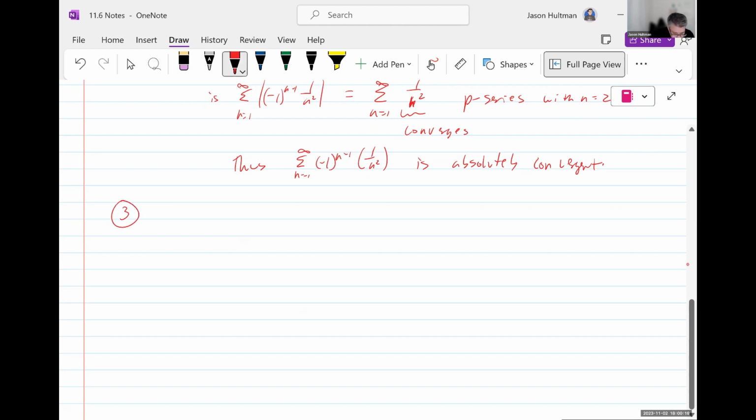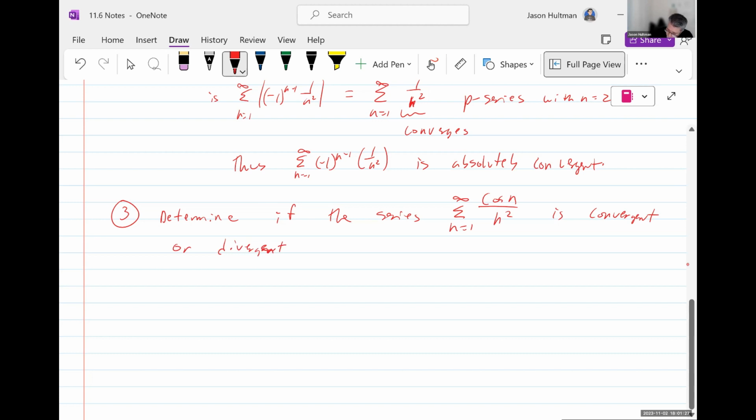Okay, number 3. Determine if the series summation n equals 1 to infinity of cosine n over n squared is convergent or divergent.